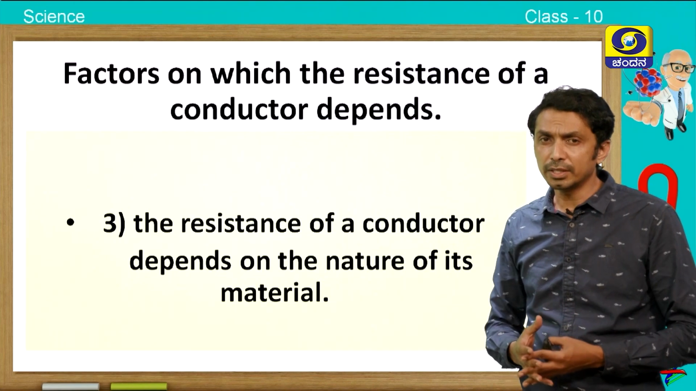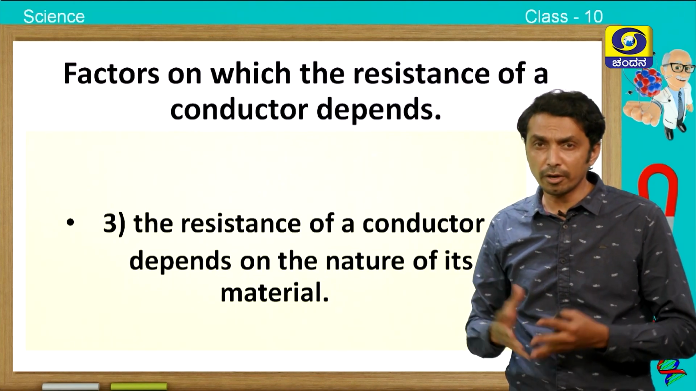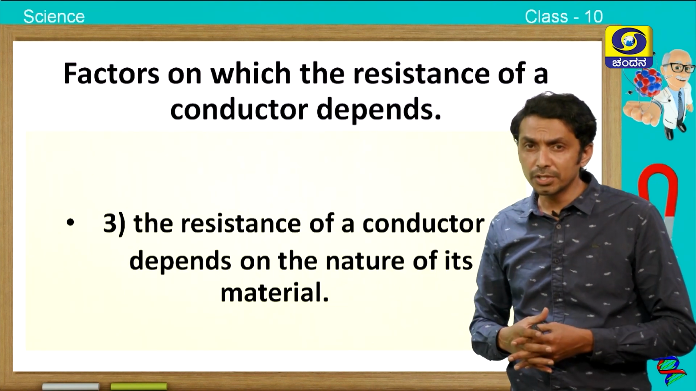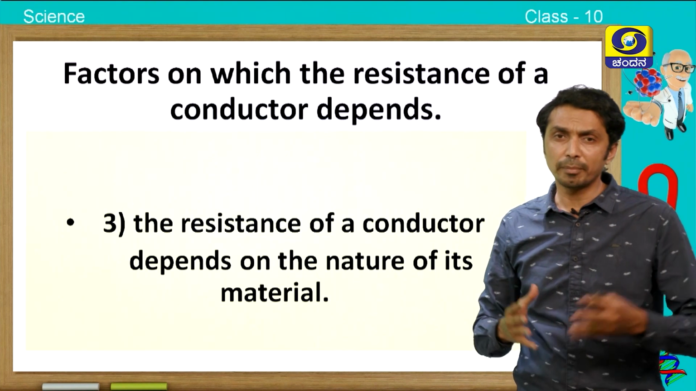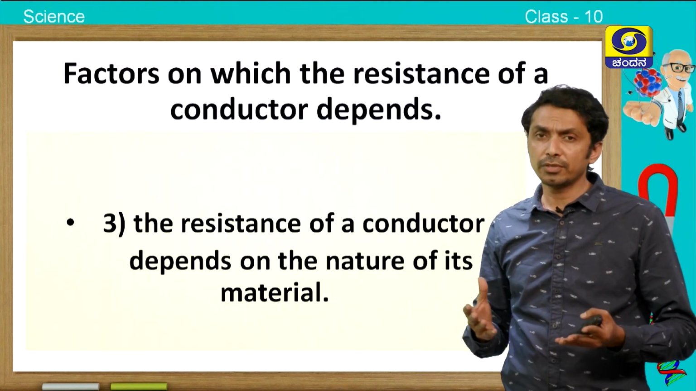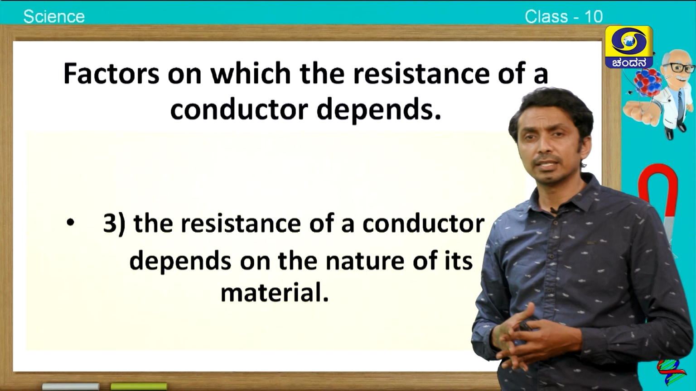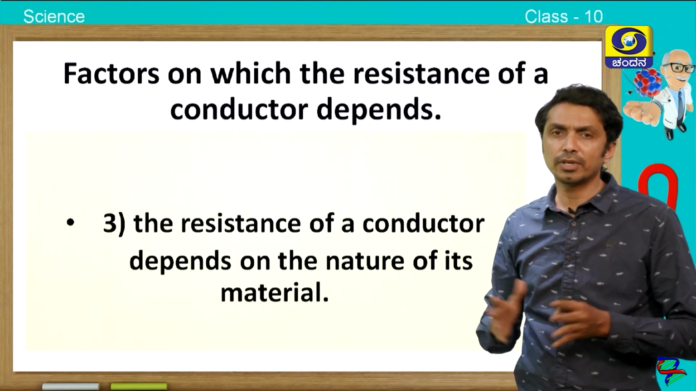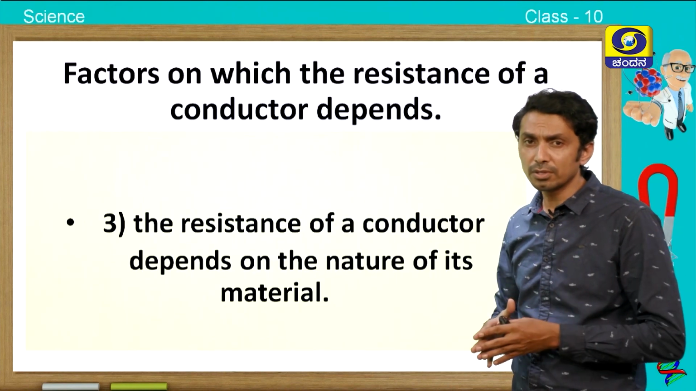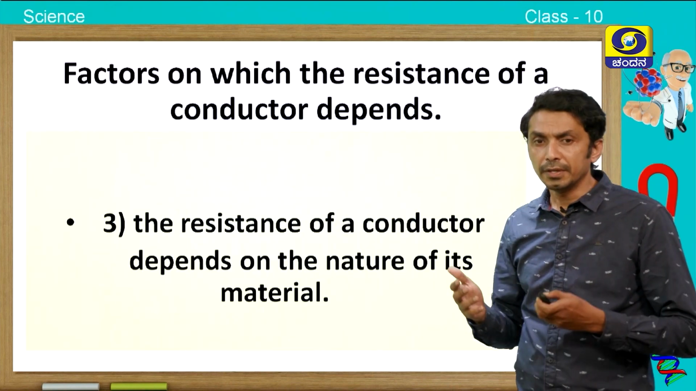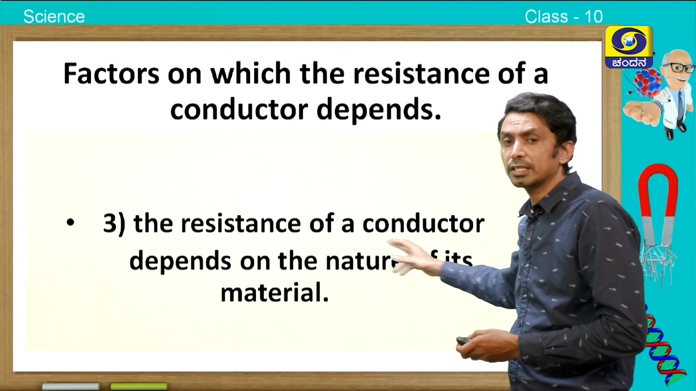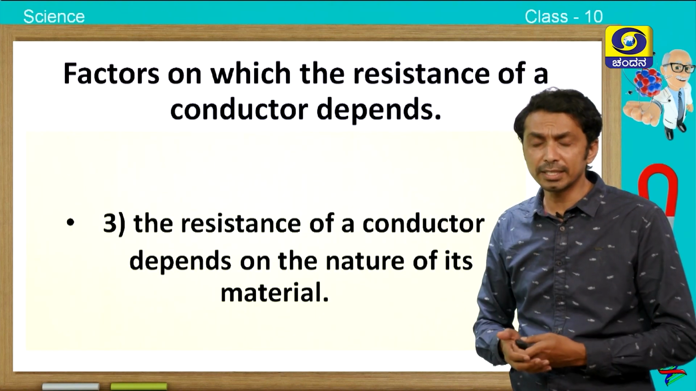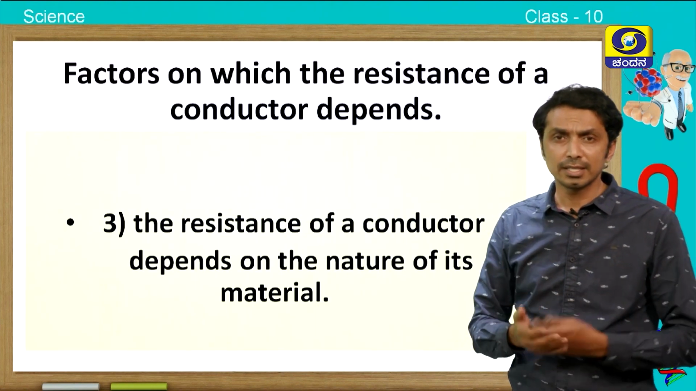Two factors we have learned. On which other factor does the resistance of a conductor depend? Yes, in the beginning itself we saw that if we change the materials from metal to rubber in the activity of eraser and coin, when we vary the different materials, then the resistance also varies. We verified it. That is why the resistance of a conductor depends on the nature of the material, whether it is a metal or any other substance.